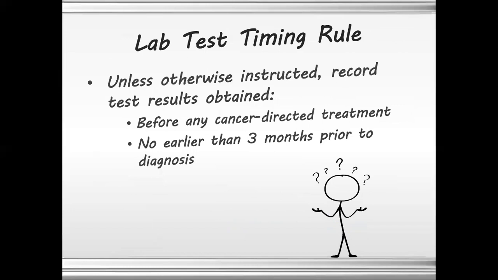The timing rule for recording lab tests is very simple. Unless otherwise stated in the coding instructions, if multiple labs were performed, we record the lab result done prior to the cancer-directed treatment, surgery, or other treatment. Remember, cancer-directed treatment includes surgery or other chemotherapy, hormone therapy, radiation therapy, and only record results that were performed within 3 months prior to the patient's diagnosis. If the test is older than 3 months prior to the diagnosis, it would not be recorded. You would basically ignore that lab result.